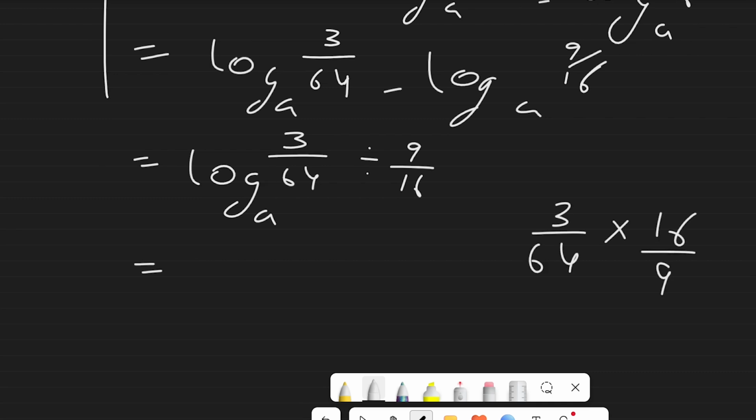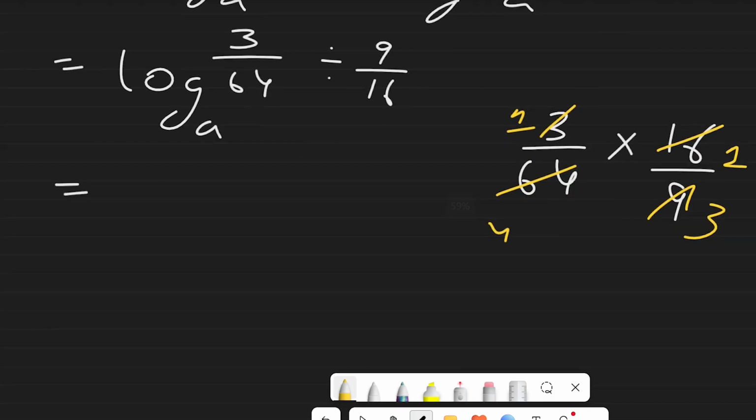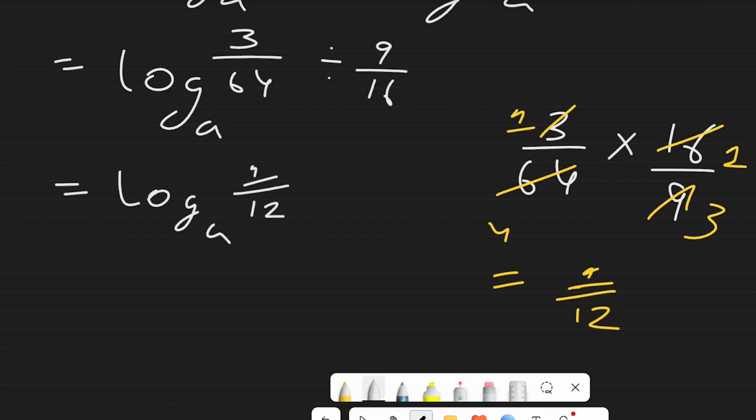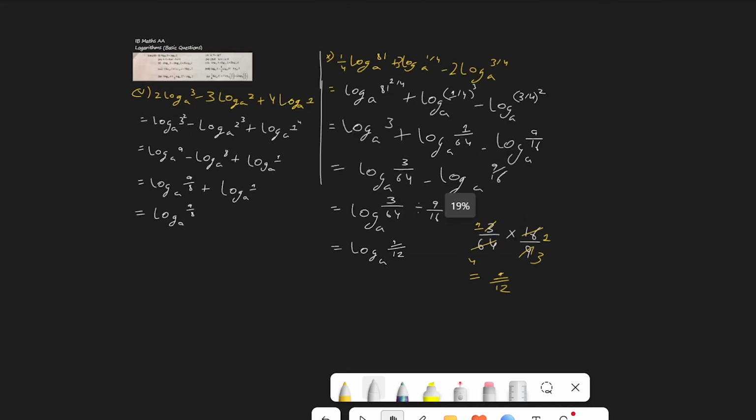Okay, 16 over 9, because when we have multiplied, the denominator becomes a numerator and the numerator becomes a denominator. Okay, so 9 would cancel out, this would be 1, this would be 3, and if we divide it by 16, this would be 1, and this would be 4. Okay, so it is now simple that it would be 1 over 12. Now you can write it as log of 1 over 12 to the base a. Okay, so these are the two parts.